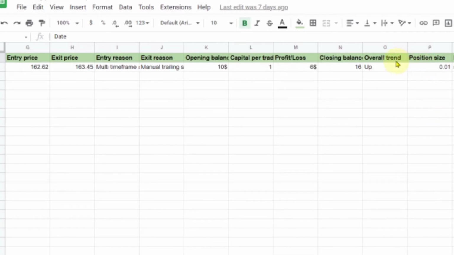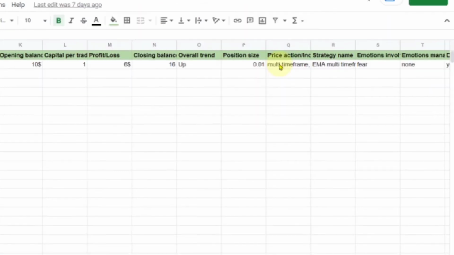Overall trend, that is overall market trend or the sector trend or the global trend. You can write it here. Then position size, that is quantity per trade. 1 lot, 2 lots, or 10 shares, 100 shares, like that. Next is price action and indicators. If you are using indicators, write down all the indicators you are using. And if it is price action, write down the chart patterns, support and resistance levels, and candlestick patterns, like that.